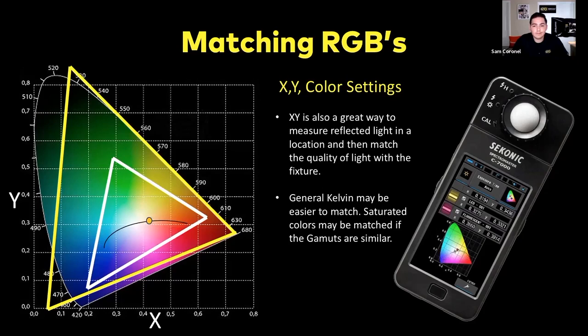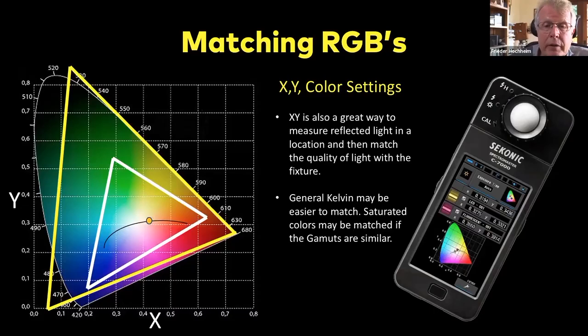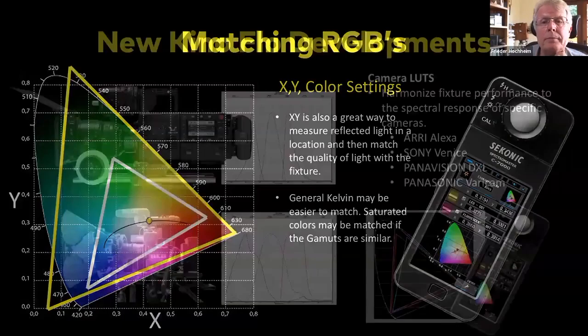So I mentioned earlier how XY is a great way of capturing reflected colors because it's going to take you away from just straight Kelvin. It may be a way of matching certain saturated colors in XY. And again, it really comes down to the ability of your device and the gamut of your device to see how closely they can actually reflect those colors.